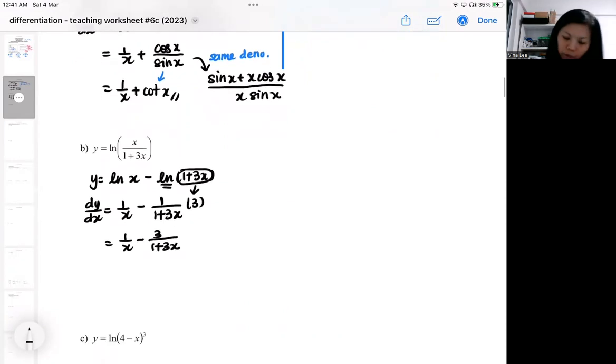So you have a choice. Sometimes they might need you to simplify into a single fraction. So if that is the case, you just make same denominator. So if you make same denominator, you realize you get a nice fraction.